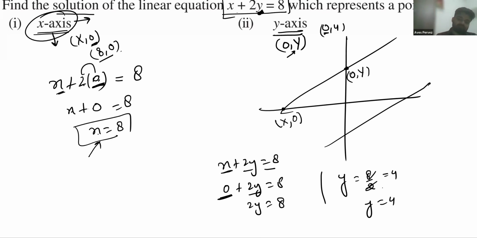Now you understood? Yes, sir. Yeah. Is that clear? Each and everything is clear to you?